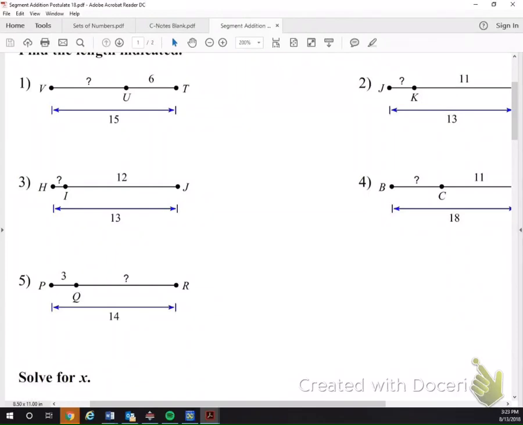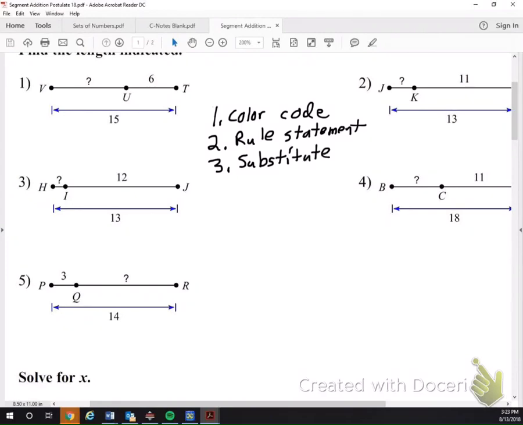We got the segment addition postulate. So I put this up in, I think, 5th period. But there are basically 5 steps to solving this. Now you should all have your notes. So we're going to go step 1, color code. That's the yellow, blue, green.